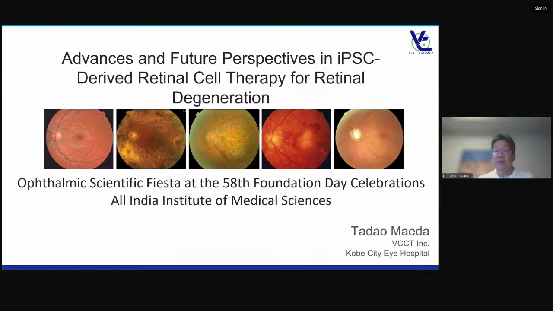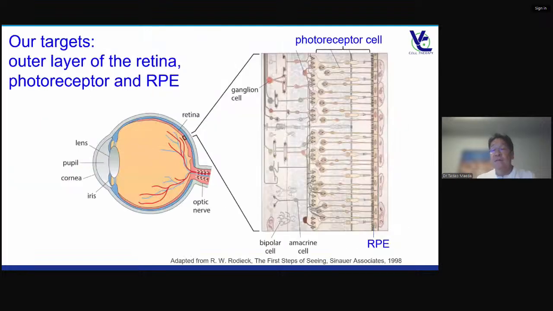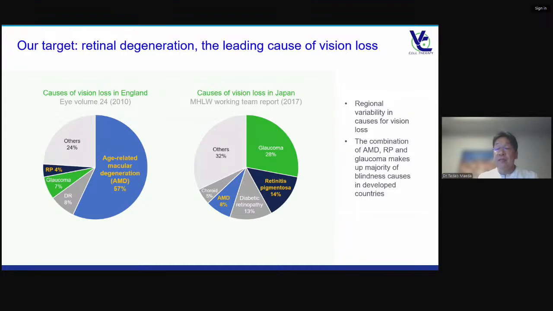Today, I will be speaking about the advances and future prospects in iPS cell-derived retinal cell therapy for retinal degeneration. First of all, I would like to introduce background information on our research. We are focusing on the outer layer: the retinal pigment epithelium and photoreceptor cells. Those two cell types play a fundamental role in our vision. Retinal degeneration involving RPE and photoreceptor cells is nowadays one of the leading causes of vision loss in Western countries, Japan, and could be in countries in Asia as well.